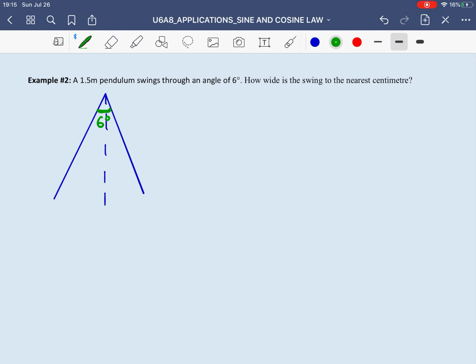Now, remember that the length of the pendulum would be the same, doesn't matter in which direction the pendulum is swinging, to the left or to the right. Which makes these two sides equal to each other. Since we're trying to find the width of the pendulum, we shouldn't focus on this arc. We just have to focus on this one here. That's the width of the pendulum. So the width of the pendulum is that side that is opposite angle 6.